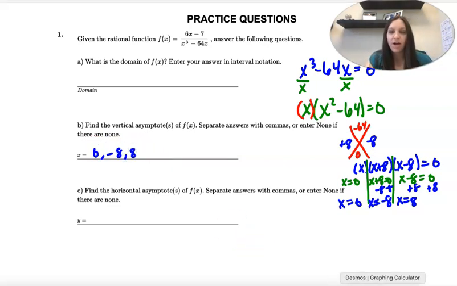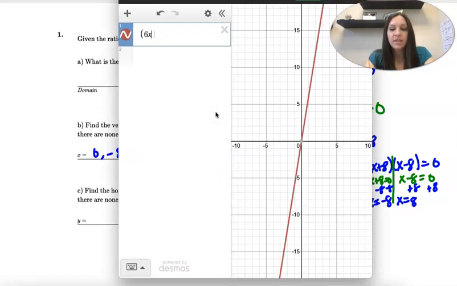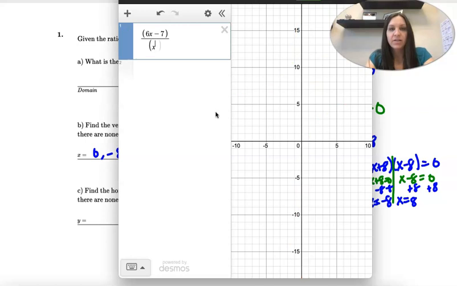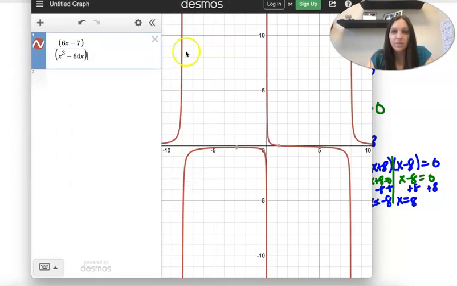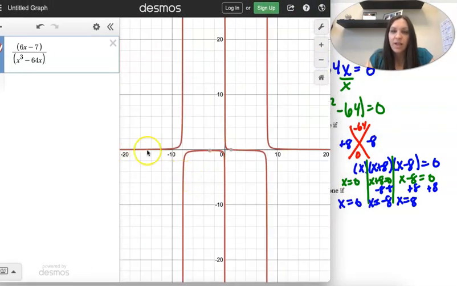So if we look at a graph, 6x minus 7 divided by x cubed minus 64x, I can see here that x equals negative 8, x equals 0, x equals positive 8. Those are my asymptotes. So we want to look at the domain, what's happening before those lines. So I go left to right. Okay, we have negative infinity to x equals negative 8, not included. And then we pick up.